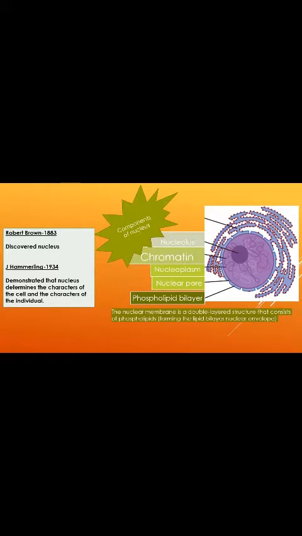Robert Brown in 1883 discovered a structure within the cell and termed it as nucleus. A German biologist, J. Hammerling, demonstrated in 1934 that the nucleus determines the characteristics of the cell and ultimately the characters of the individual. He conducted certain experiments using two species of green alga, Acetabularia.